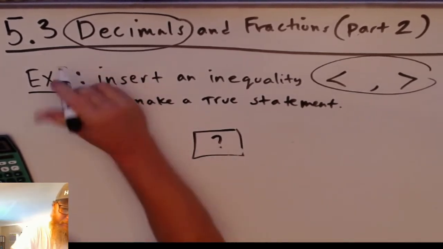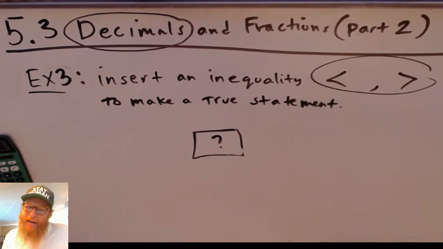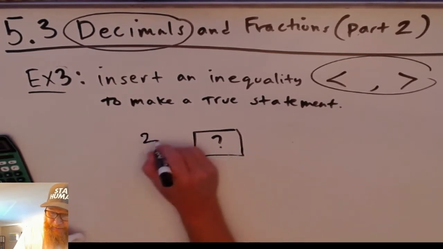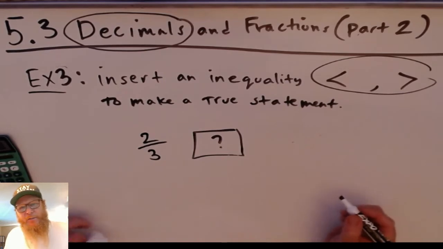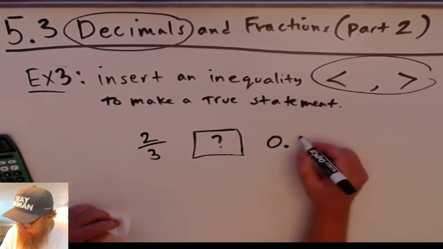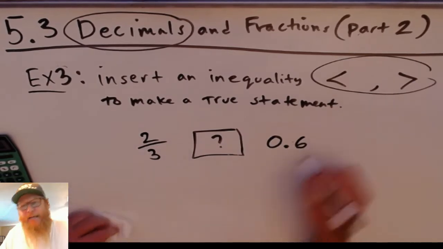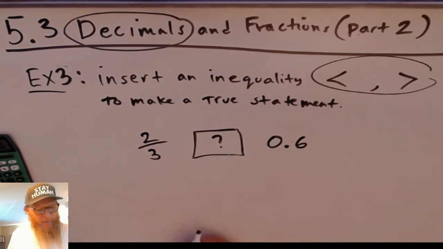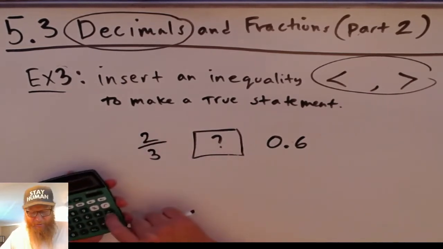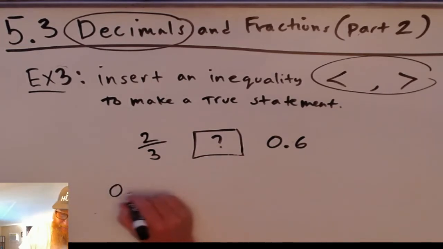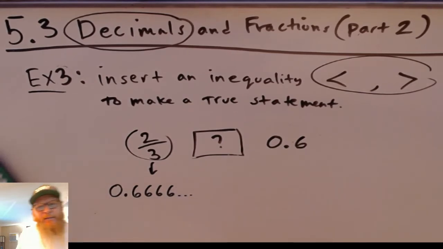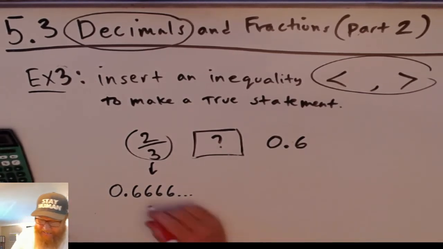Let's try it out. Normally I do these like part A, part B, part C, but for today I'm just reusing the whole thing here. How about something like this? 2/3 and 0.6. So we have 2/3, 2 divided by 3. When you do that on the calculator, you get 666666666. So this is what we call a repeating digit.